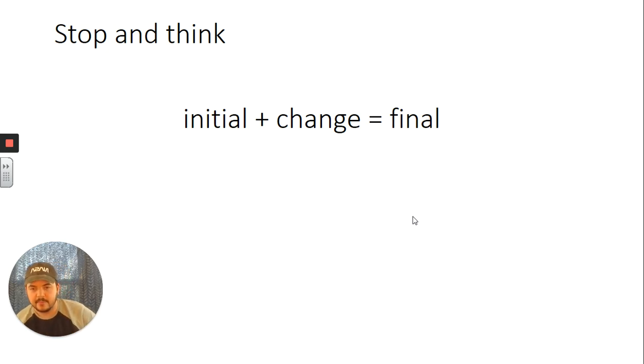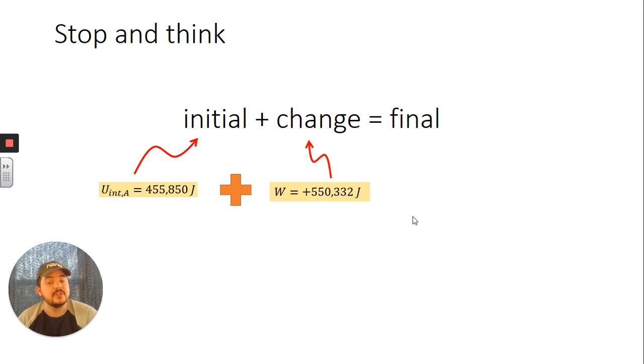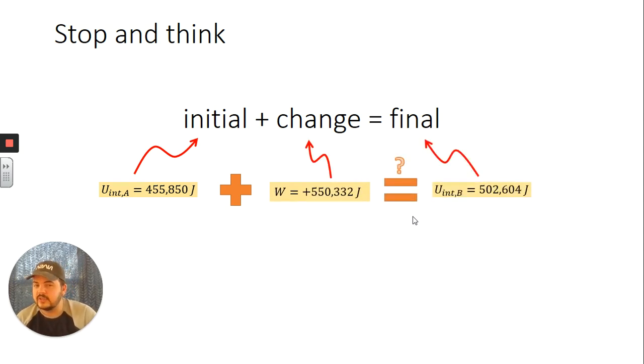That's our whole thought process here for using the first law of thermodynamics. The initial energy was that 456,000 joule value. We add in that change we just computed of 550,000 joules. Is that equal to that final value of 502,000 joules or 503,000 joules? No, that does not add up. We're missing something here. We're not done yet.